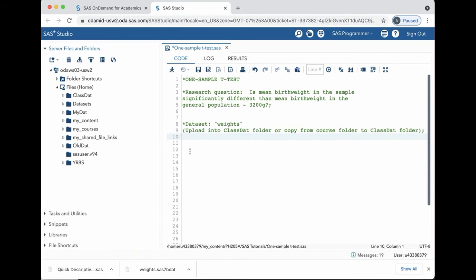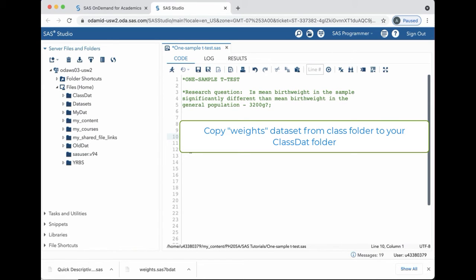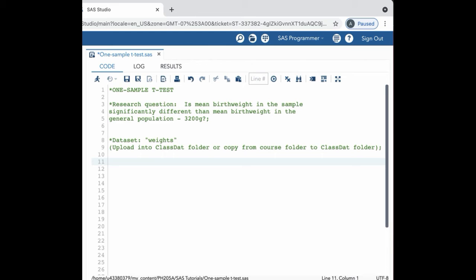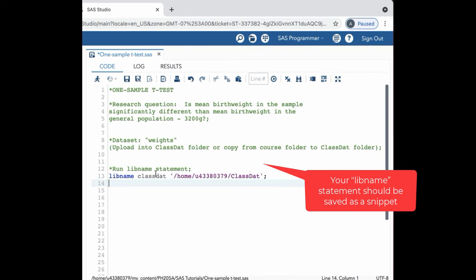We'll be using the weights data set for this analysis, so get that into your class.dat folder either by uploading it from Canvas or by moving it from the course folder to your class.dat folder. And so once you see the weights dataset in your class.dat folder, the next item of business is to run a libname statement to tell SAS where that dataset is.